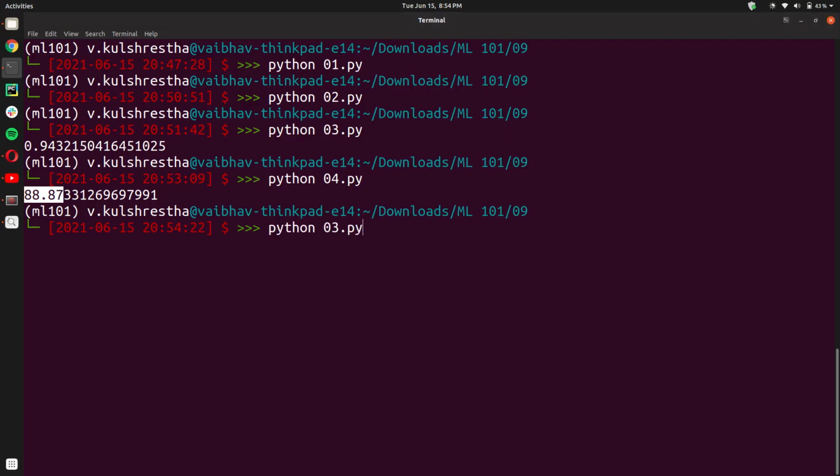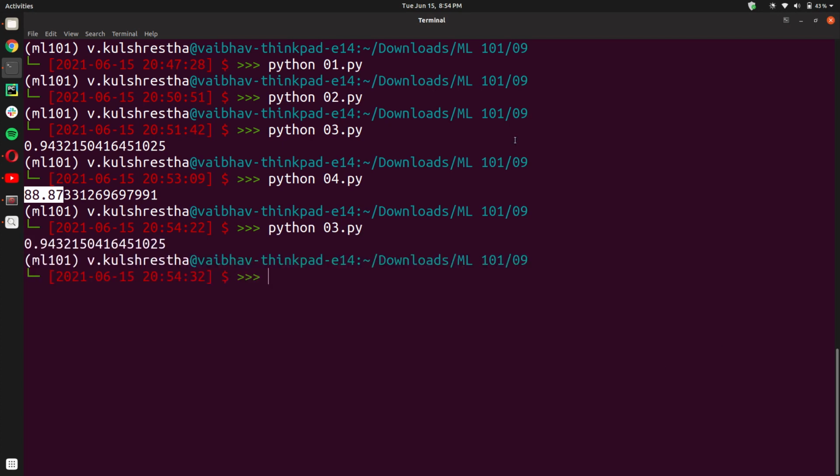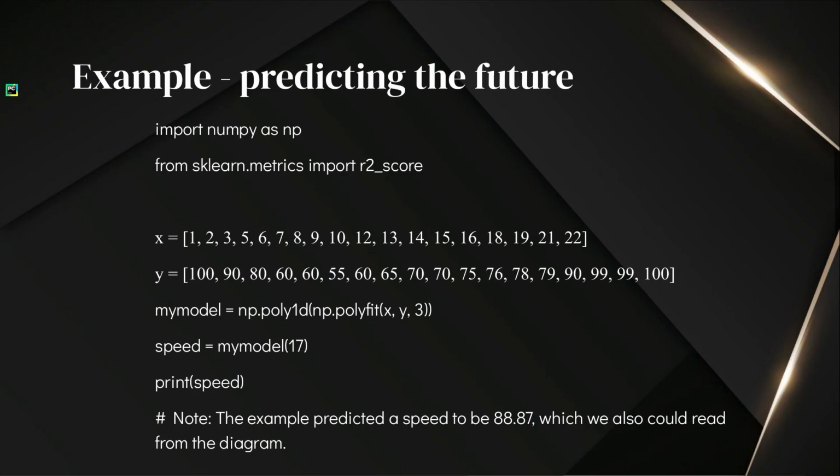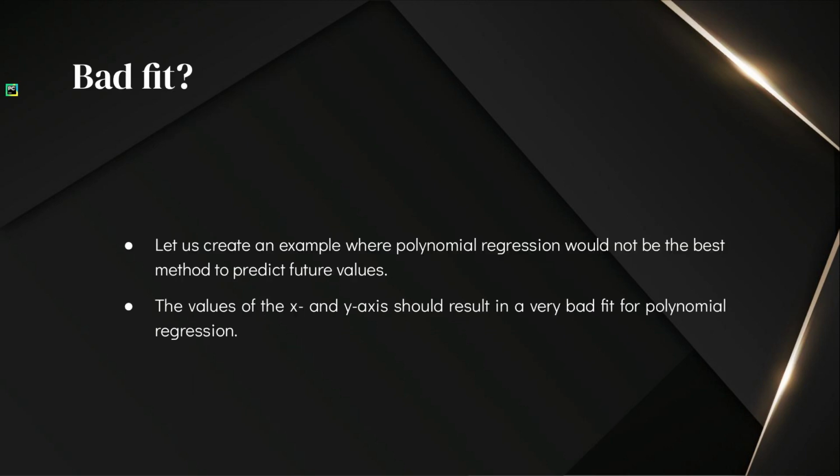If you remember the scatter plot, the value around 17 on the x-axis would give us a value just a little less than 90, which is what we got. But again, the example we considered was a good fit, where polynomial regression was a good fit.